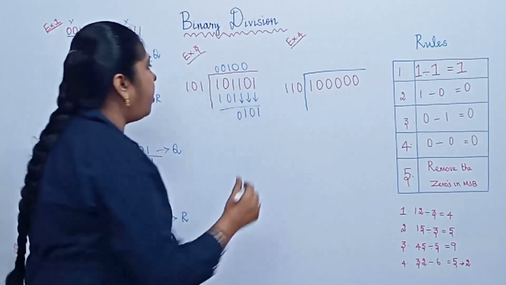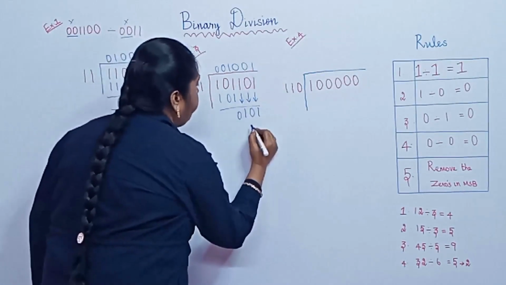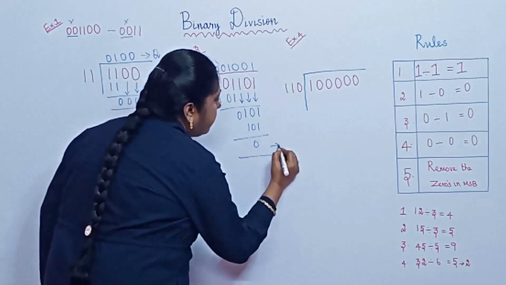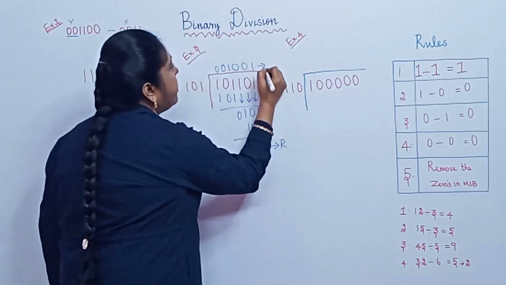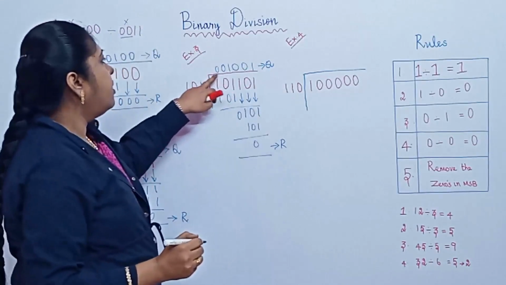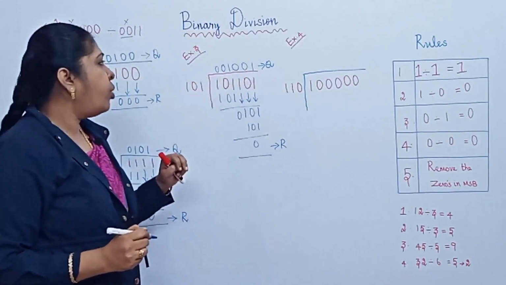Now it can be divided 1 time. So 1, 101, the remainder is 0. This is the remainder and this is the quotient. The value is 00101.